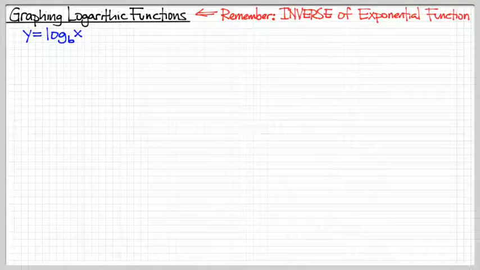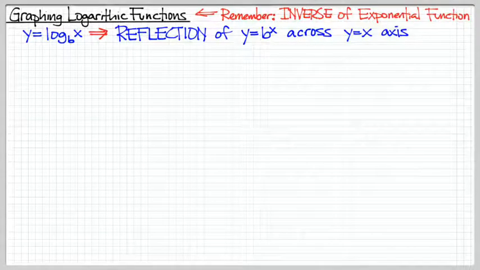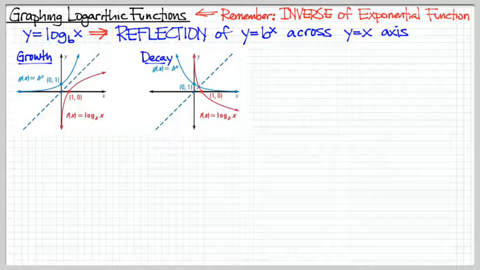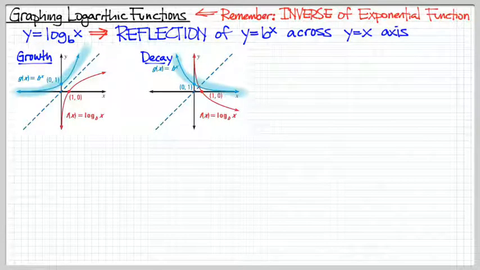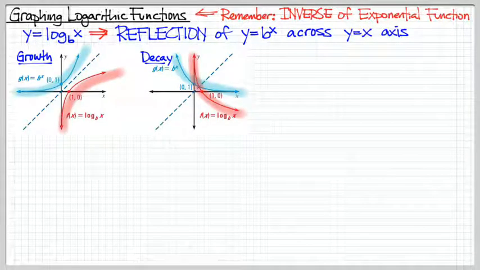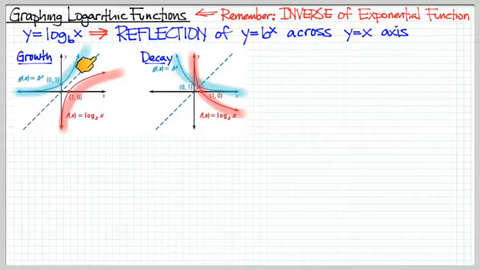Let's turn to graphing. Again, we have inverse functions. We know that inverse functions are a reflection of each other across the line y equals x. So we have here our exponential growth function. We have our exponential decay function. And the inverse of both of them will be reflections across this y equals x line here.